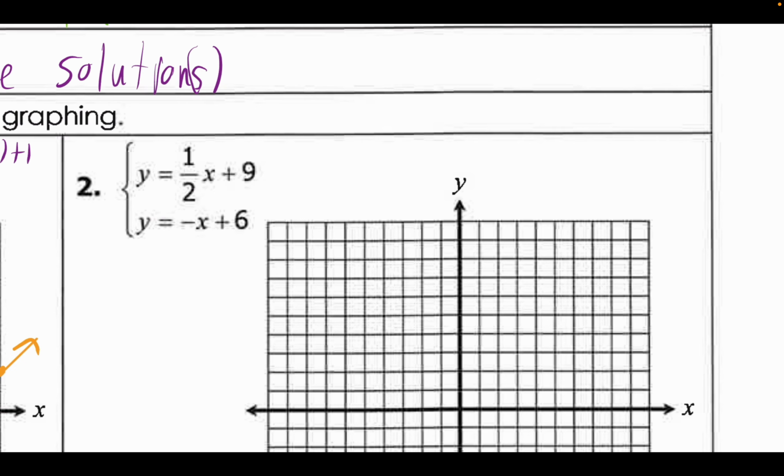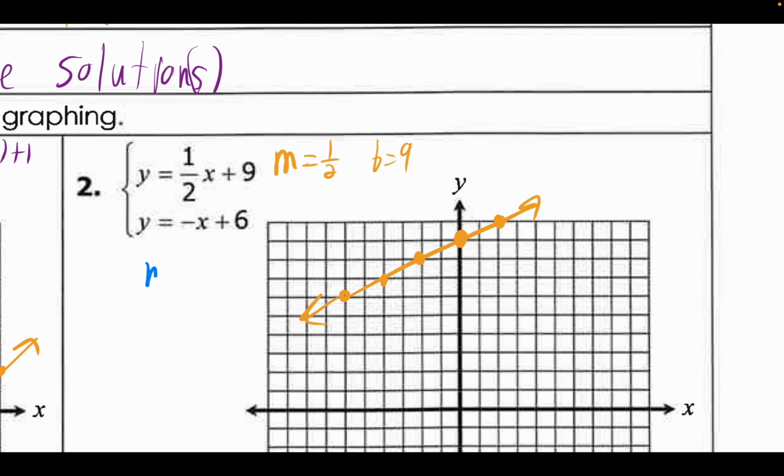So I'm going to do the top one in orange again, and I'll have m equals 1/2, and the b equals 9. So I'm going to go up 9. I'm either going to go up 1, right 2, or down 1, left 2. And make my straight line.